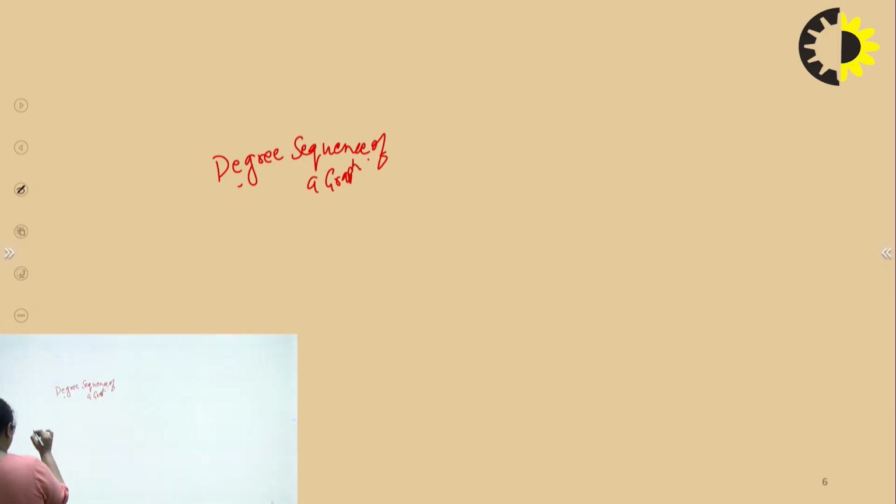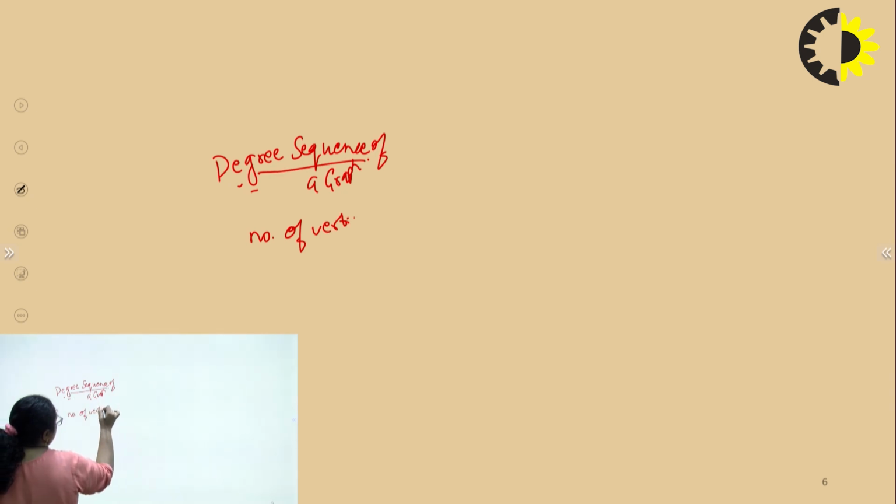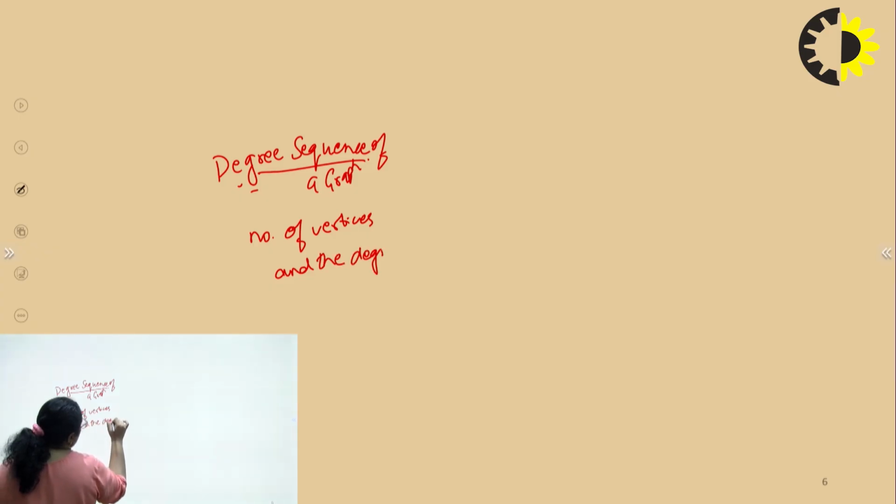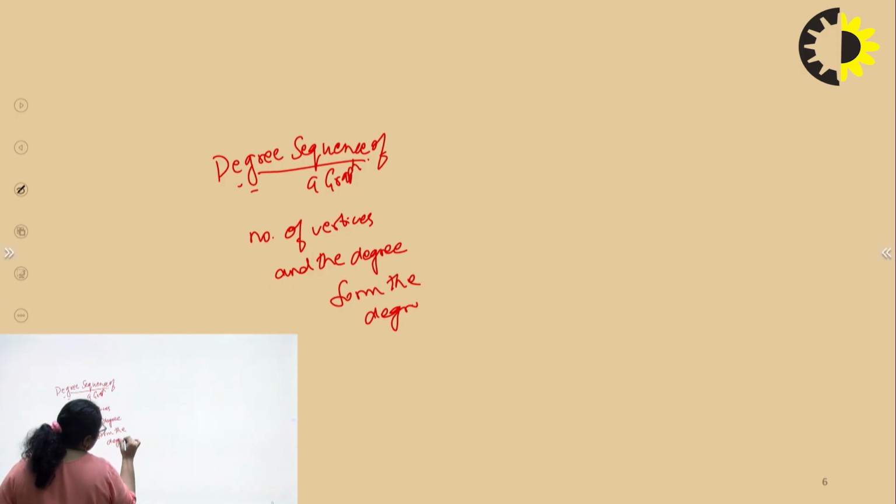So degree sequence: the number of vertices and their degrees form the degree sequence of a graph.